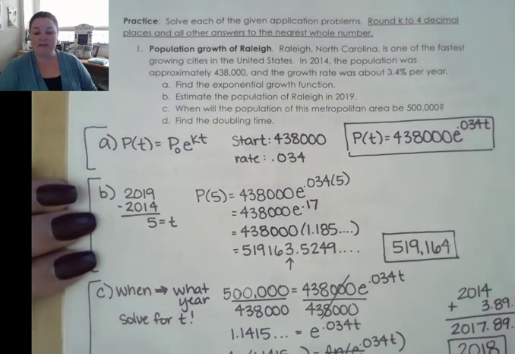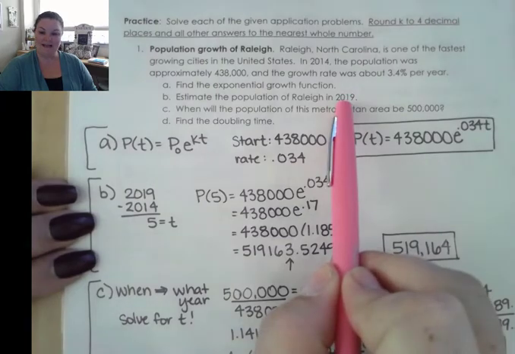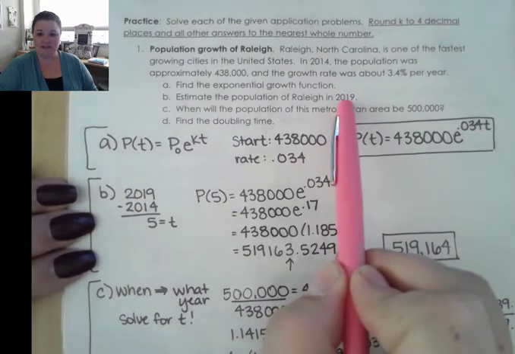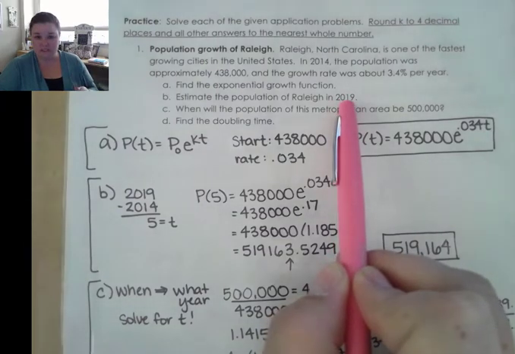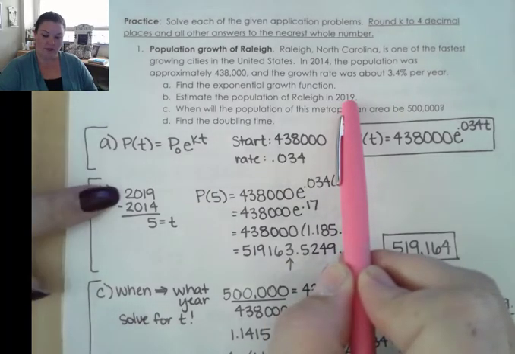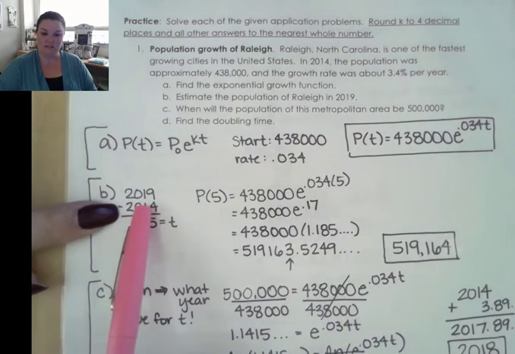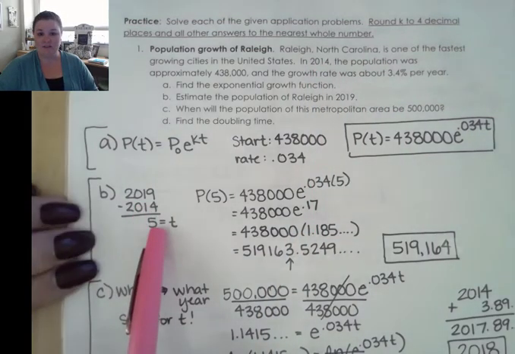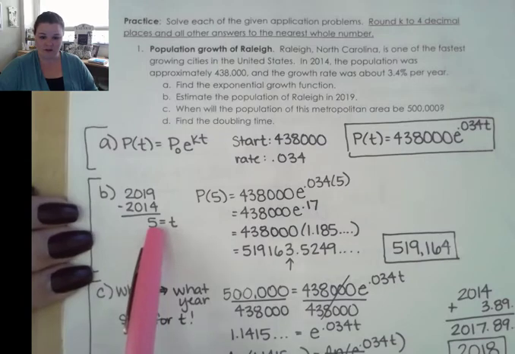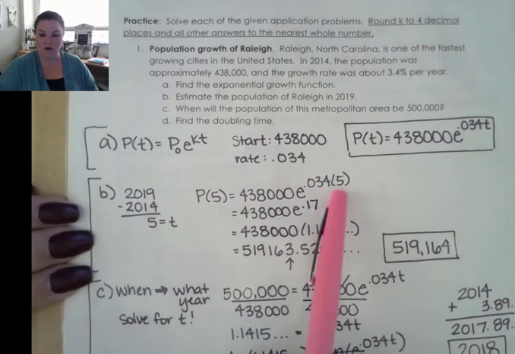Okay. Part B is asking us to estimate the population in 2019. So for 2019, we first have to figure out how many years it's been so that we know what t value to plug in. So 2019, subtract our starting year, which was 2014, and we can see that 5 years has passed. So 5 years is what we're going to plug in to our function.